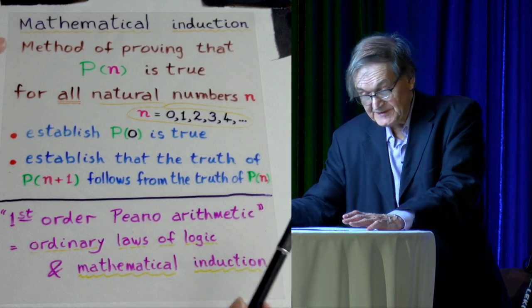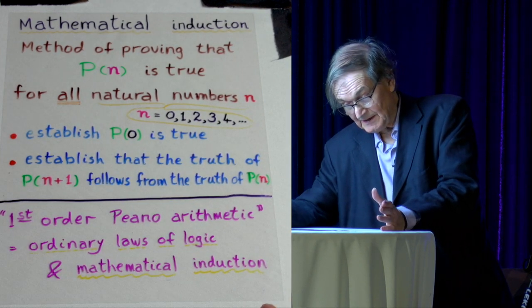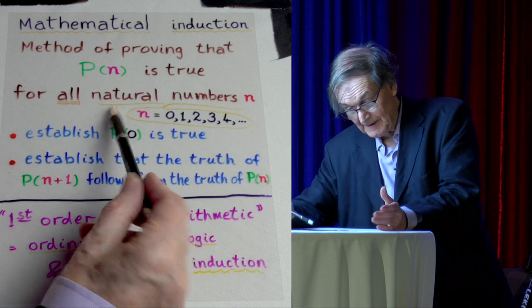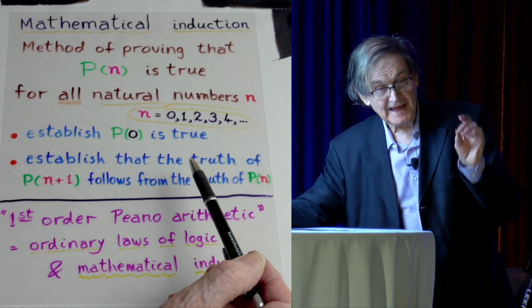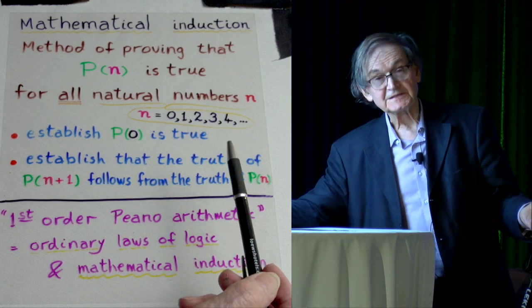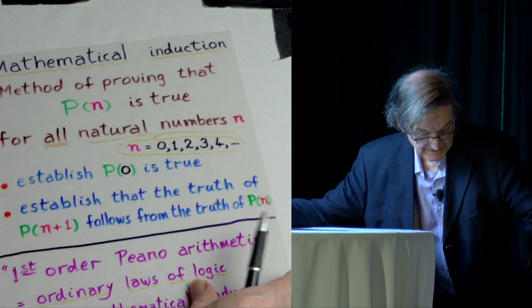Now, if you want to prove something which holds for all natural numbers, then there's an easy way of doing it with just a finite number of things. You prove it for zero, and then you prove that if it's true for n, for some n, then it's true for n plus 1, then you've established it's true for all numbers. So you can prove things for the infinite. Now, that's fine.